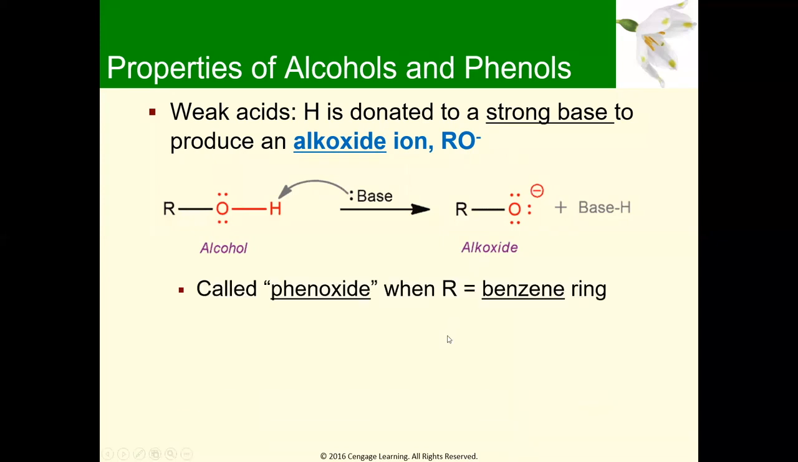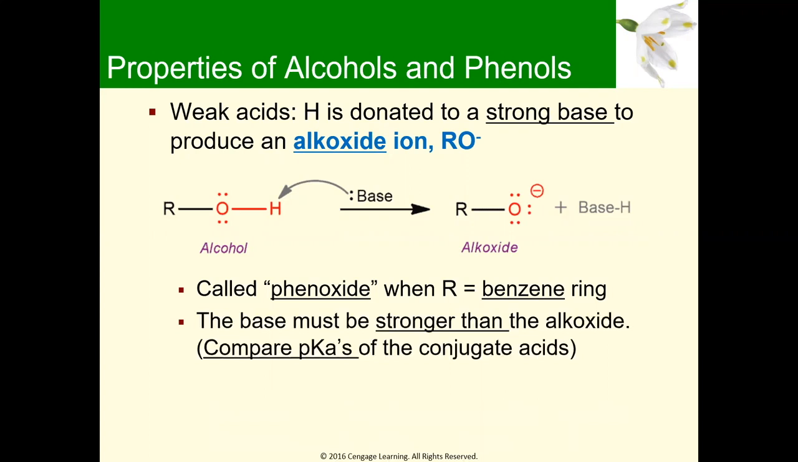Okay, now when the R group is a benzene ring, we have a special name for the alkoxide. It's called a phenoxide. So it's called phenoxide when R is a benzene ring. And as I said, it takes a strong base. It's not just any old base that's going to do this. So the base must be stronger than the alkoxide. Remember that any acid that gets stripped of its acidic hydrogen gives a conjugate base. So this RO with a formal negative charge, this alkoxide, behaves as a base itself. And so the base that takes the hydrogen away must be stronger than the alkoxide.